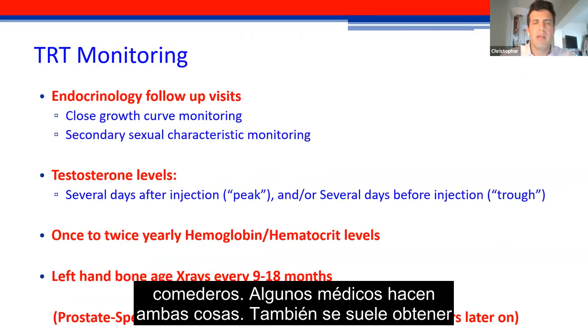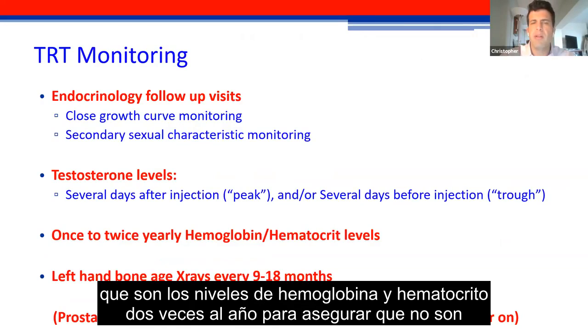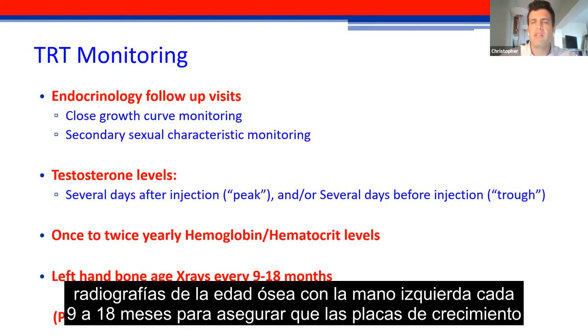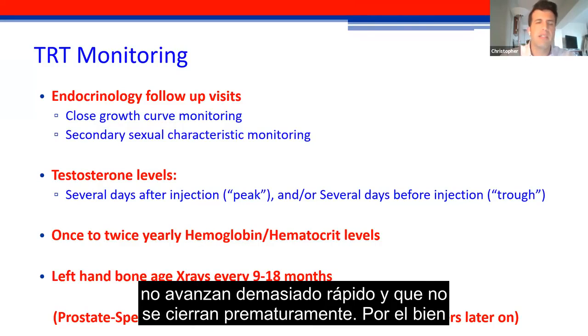We'll also typically obtain once to twice yearly hemoglobin and hematocrit levels to ensure those are not rising too quickly or too high. And some physicians will send the individuals for bone age x-rays of the left hand every 9 to 18 months to ensure that the growth plates are not advancing too rapidly and that they're not closing prematurely.